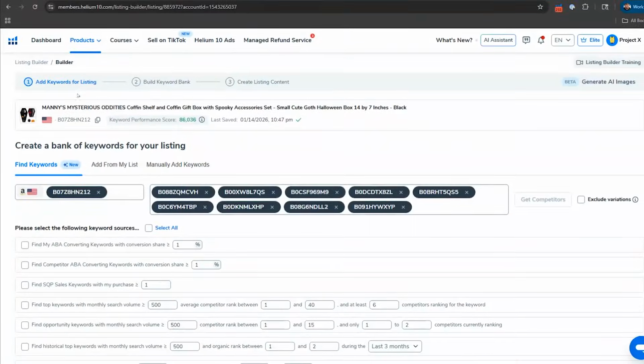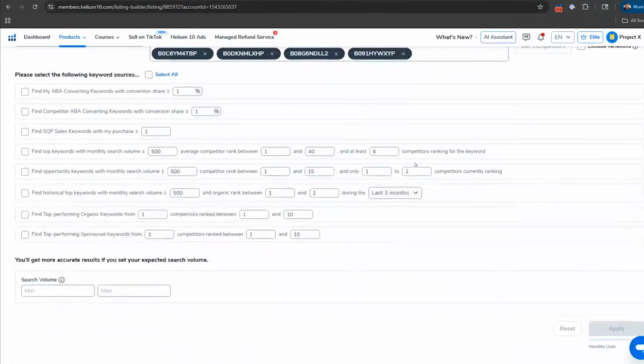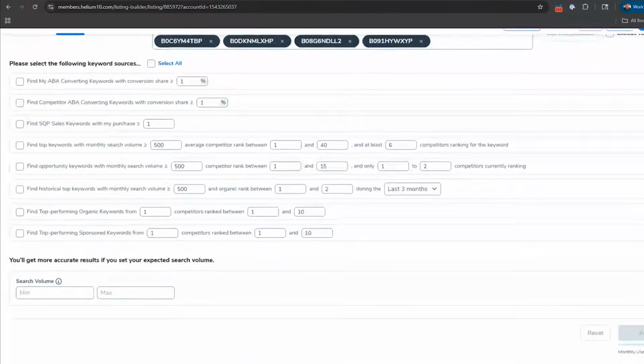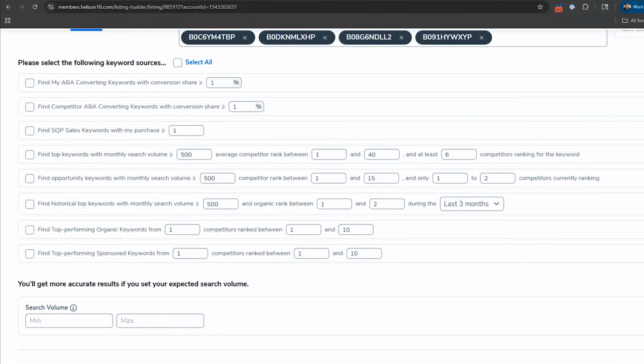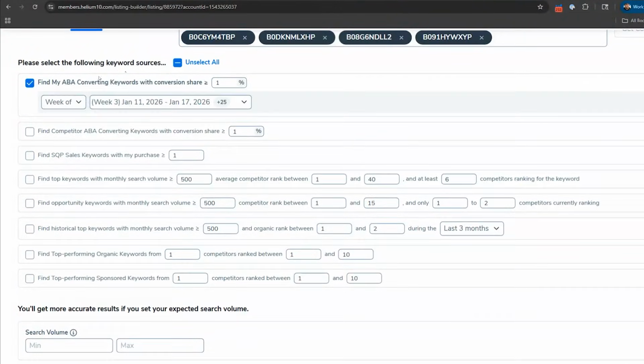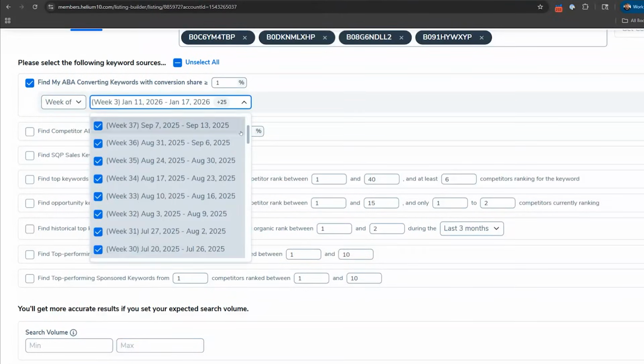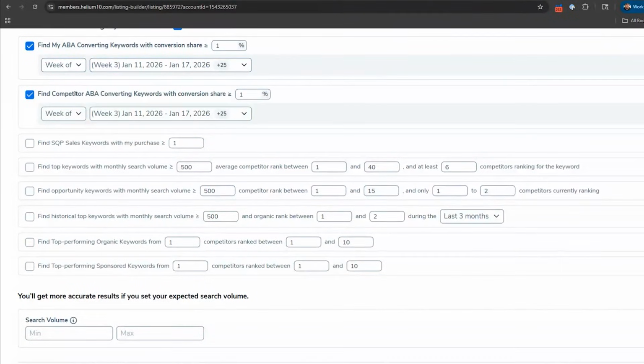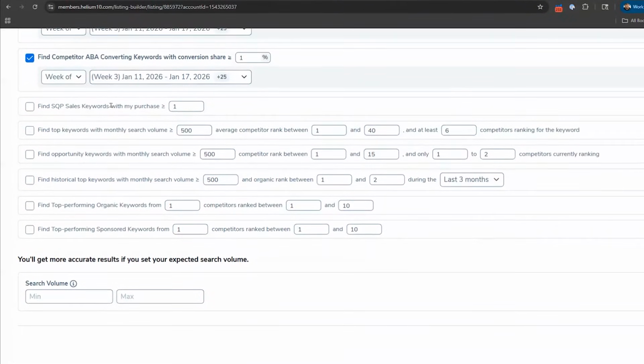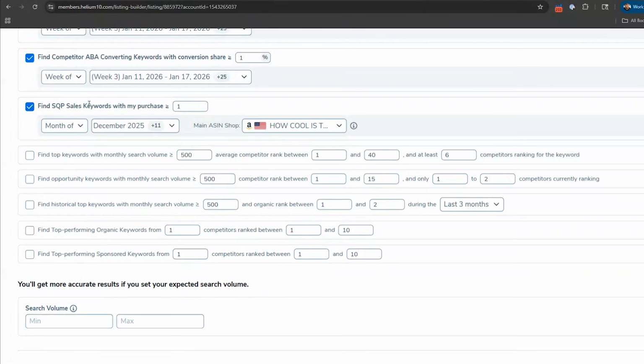Here in Listing Builder, when you're on the add keywords for listing and I enter in my coffin shelf and a whole bunch of other coffin shelves here, I now can select from almost all of those things that I showed you guys. I could say, find all of my brand analytics keywords that has conversion share of more than 1 over the last 26 weeks. You know what? Find all of the brand analytics keywords from my competitors over the last 26 weeks. Find me any search query performance keyword that brought me sales in the last 12 months.